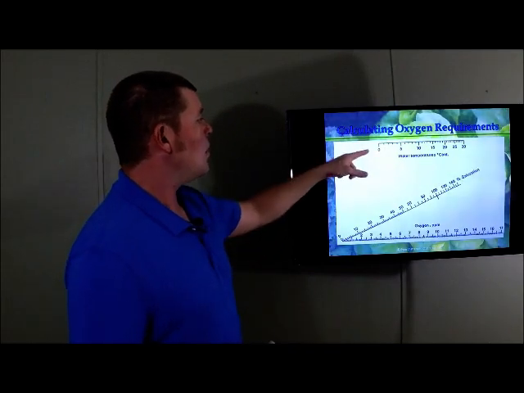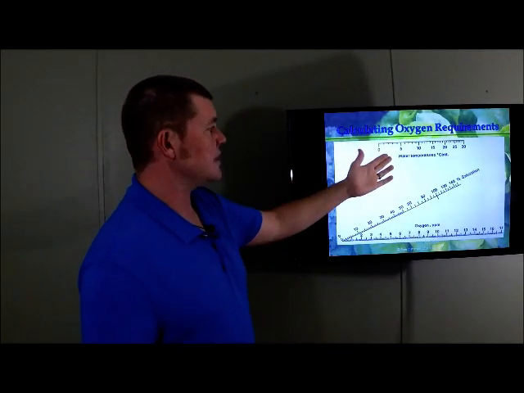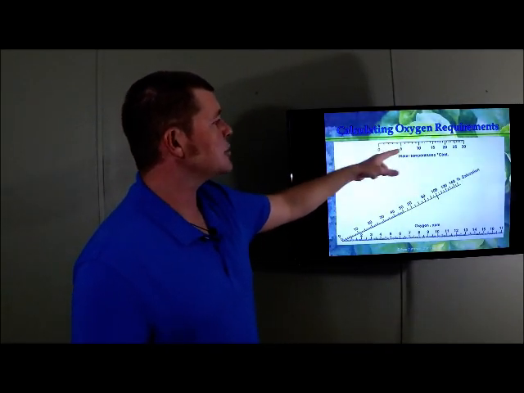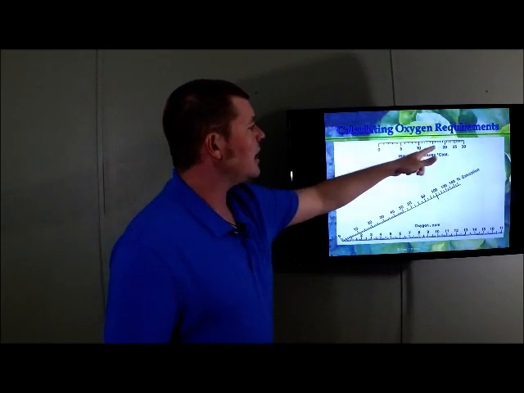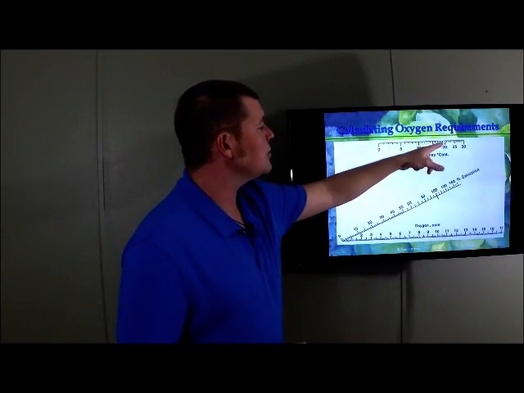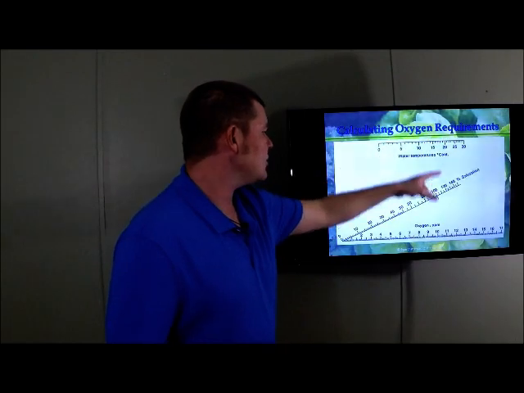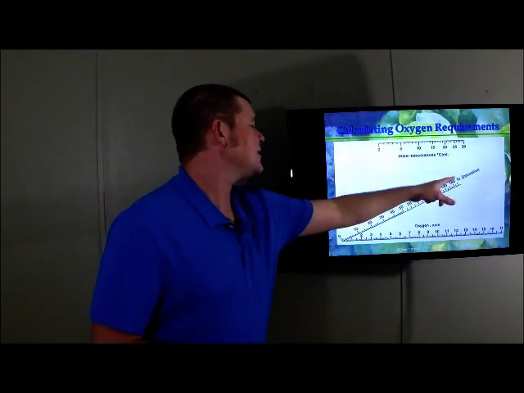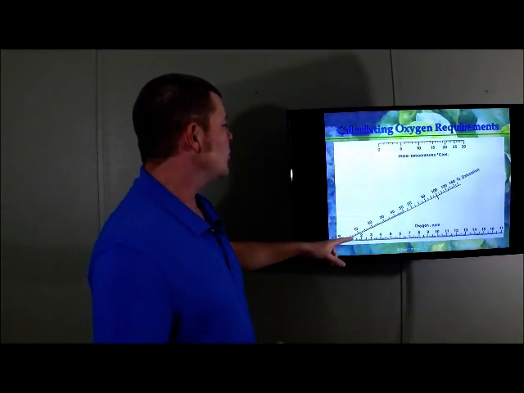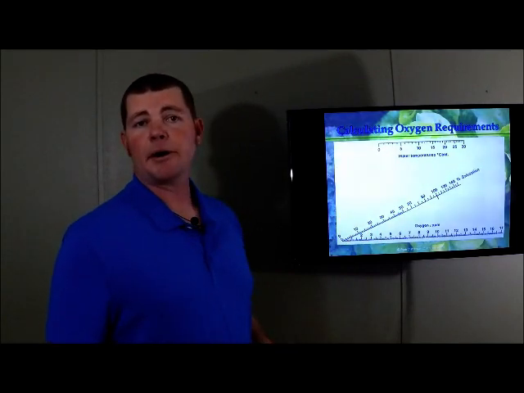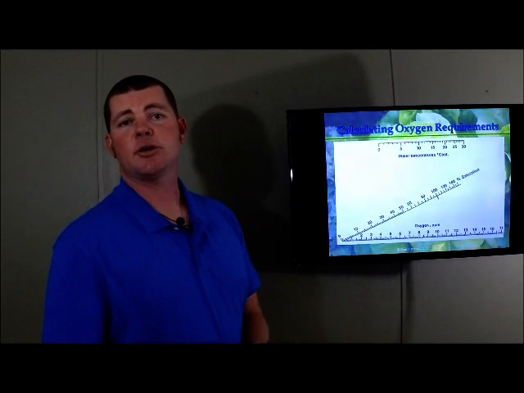So what you do is you take a ruler to this, and this is water temperature in centigrade, and you go ahead and say we're at 20 centigrade. So you put your ruler on there. And then you go down to what percent saturation you actually want to keep the water. Say your species is fine with keeping the water at 80% saturation.